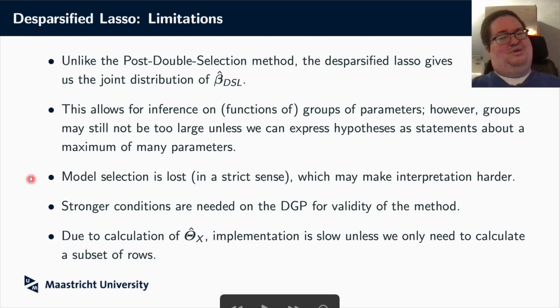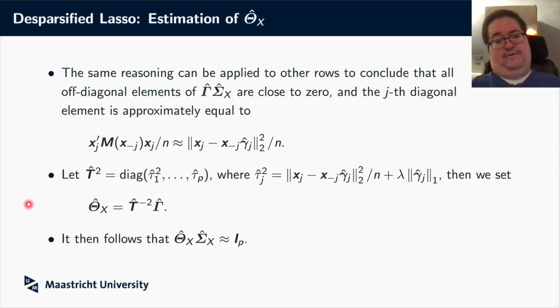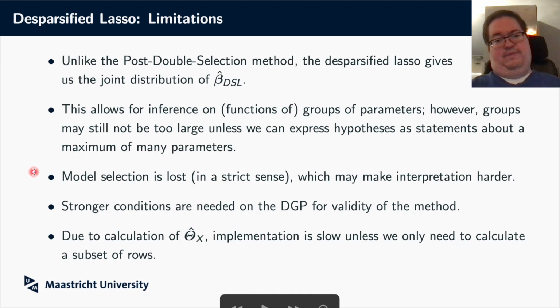Now, another thing, of course, is that model selection is lost. So if you really want to interpret which variables are more important and which ones are not, then this method is probably not the way to go. And we also need somewhat stronger conditions on the DGP to ensure validity, and that mostly has to do with the fact that we need this kind of result here, and so we need to be more careful about eigenvalues of these covariances and so on.